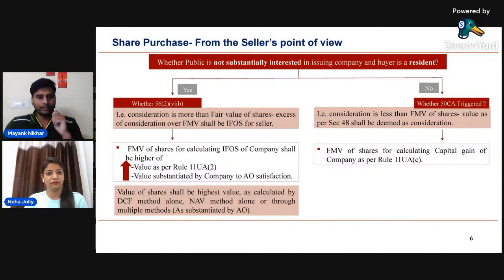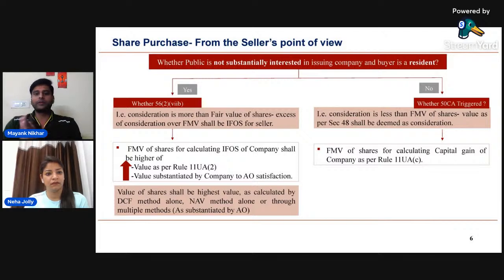But when you look at this second option, the value substantiated by the company to the AO, this could be a combination of values. It could be through the DCF method alone, or the NAV method alone, or through a combination of DCF, NAV, and multiple methods. But the only key thing to notice here is it has to be to the AO's satisfaction. If it is to the AO's satisfaction, we can use that value as fair market value.